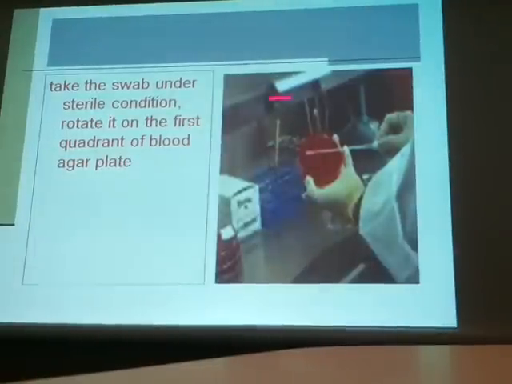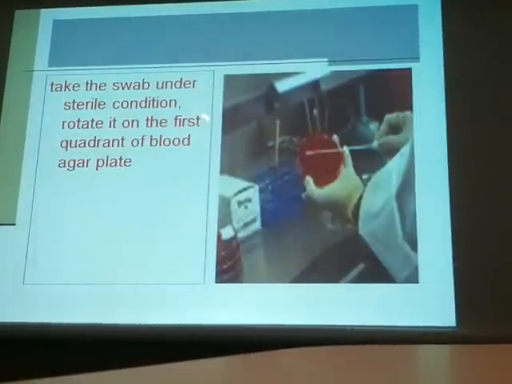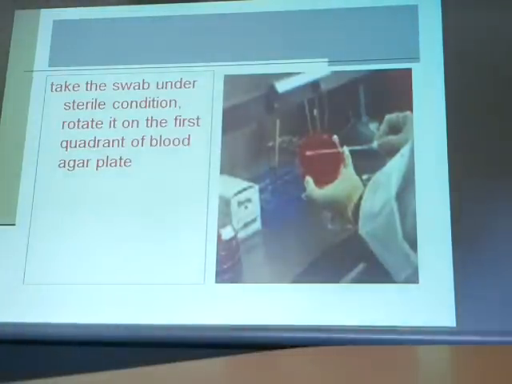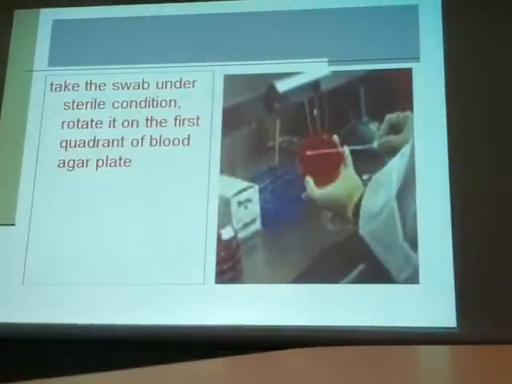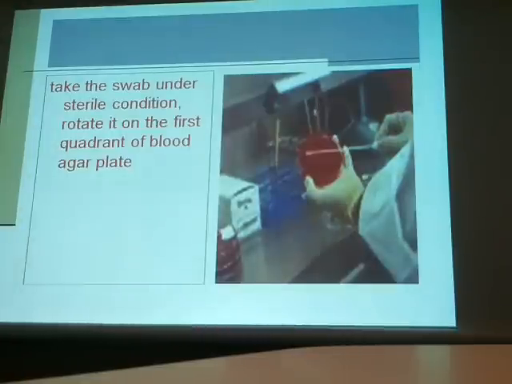When it is received in the lab, take the swab under sterile conditions, and we must culture it on blood agar. The most important thing in upper respiratory tract infection is to directly culture on a blood agar plate. Of course, we will also have chocolate agar and MacConkey agar, but the most important one is blood agar. Why blood agar?